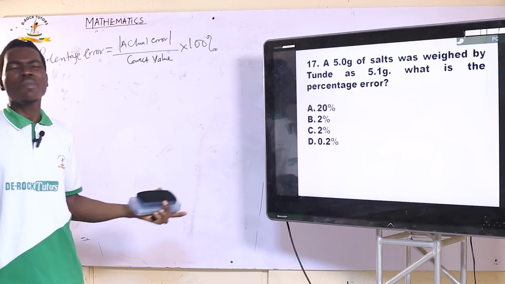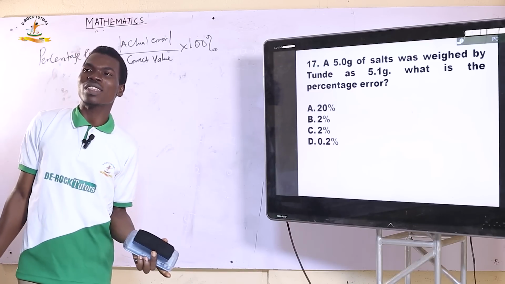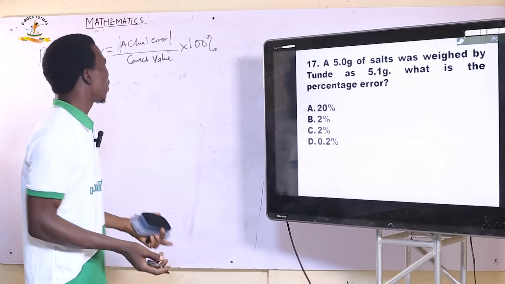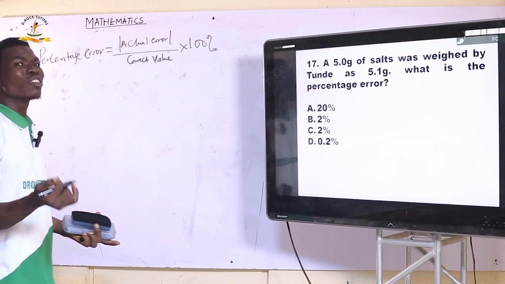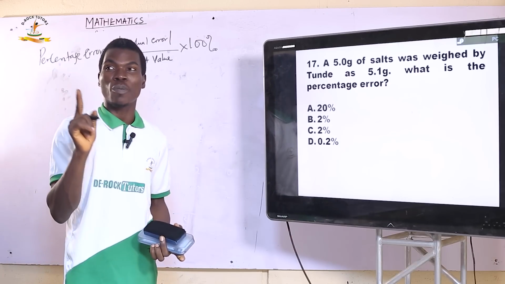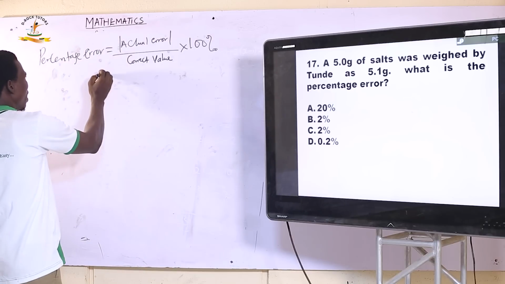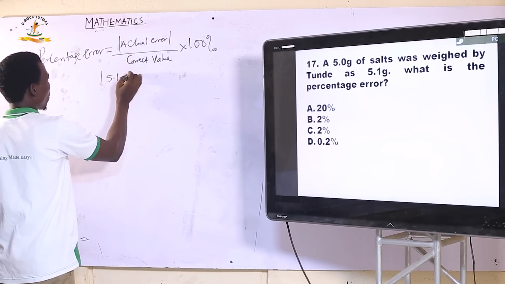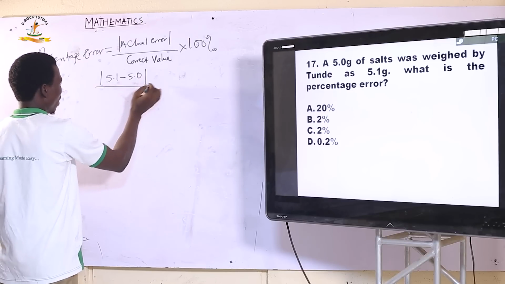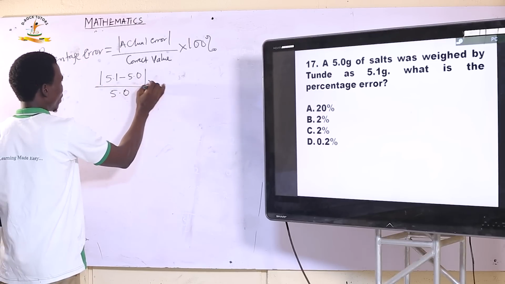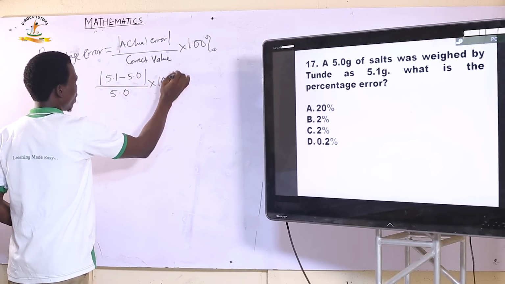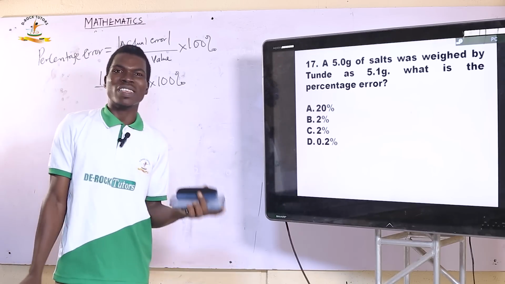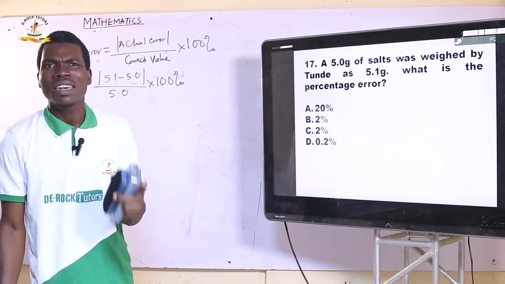5 grams. But Tunde made a mistake and he put it as 5.1 grams. So what do we do? We simply look for the actual error. Tunde made an error of 0.1, and simply you can say absolute of 5.1 minus 5.0 all over the correct value, which is 5.0. You multiply by 100%.